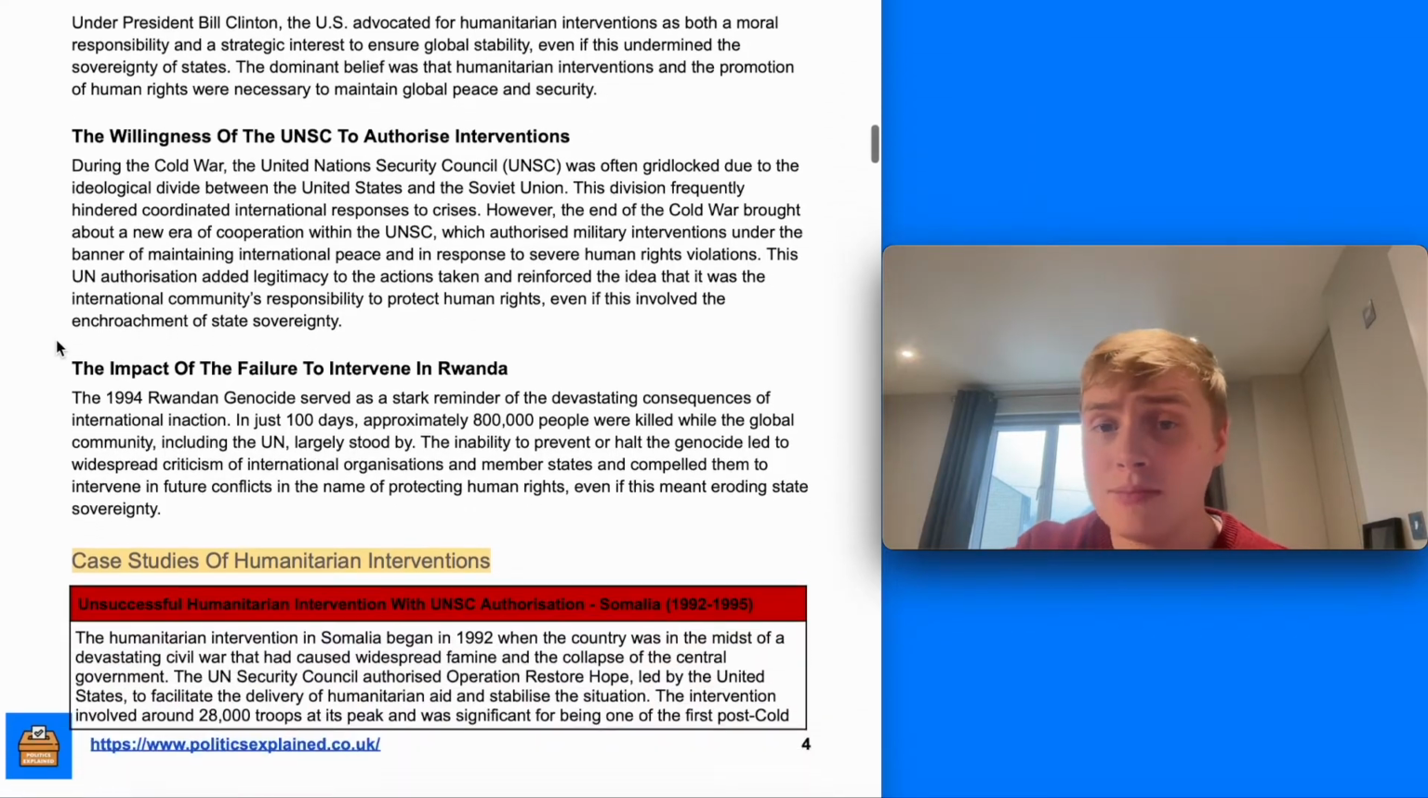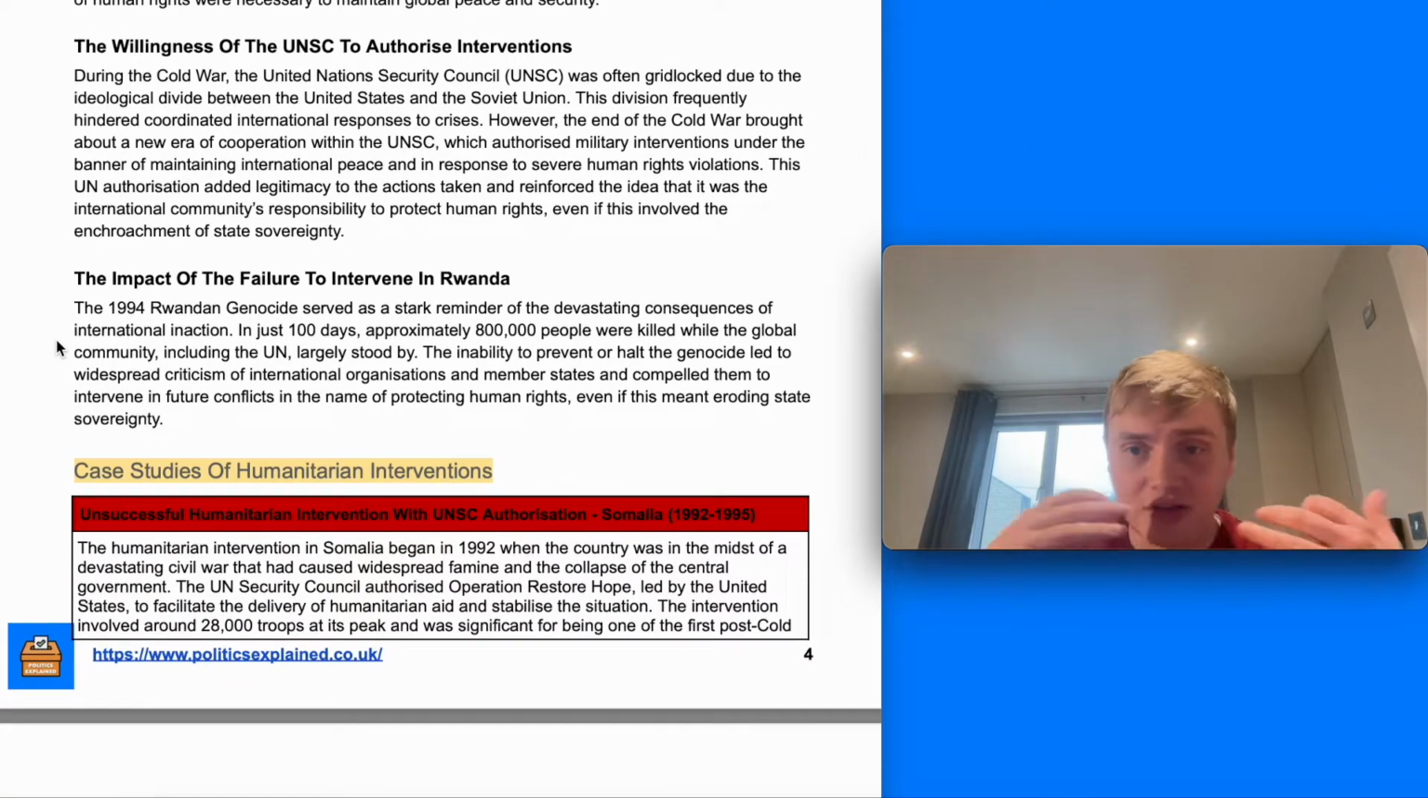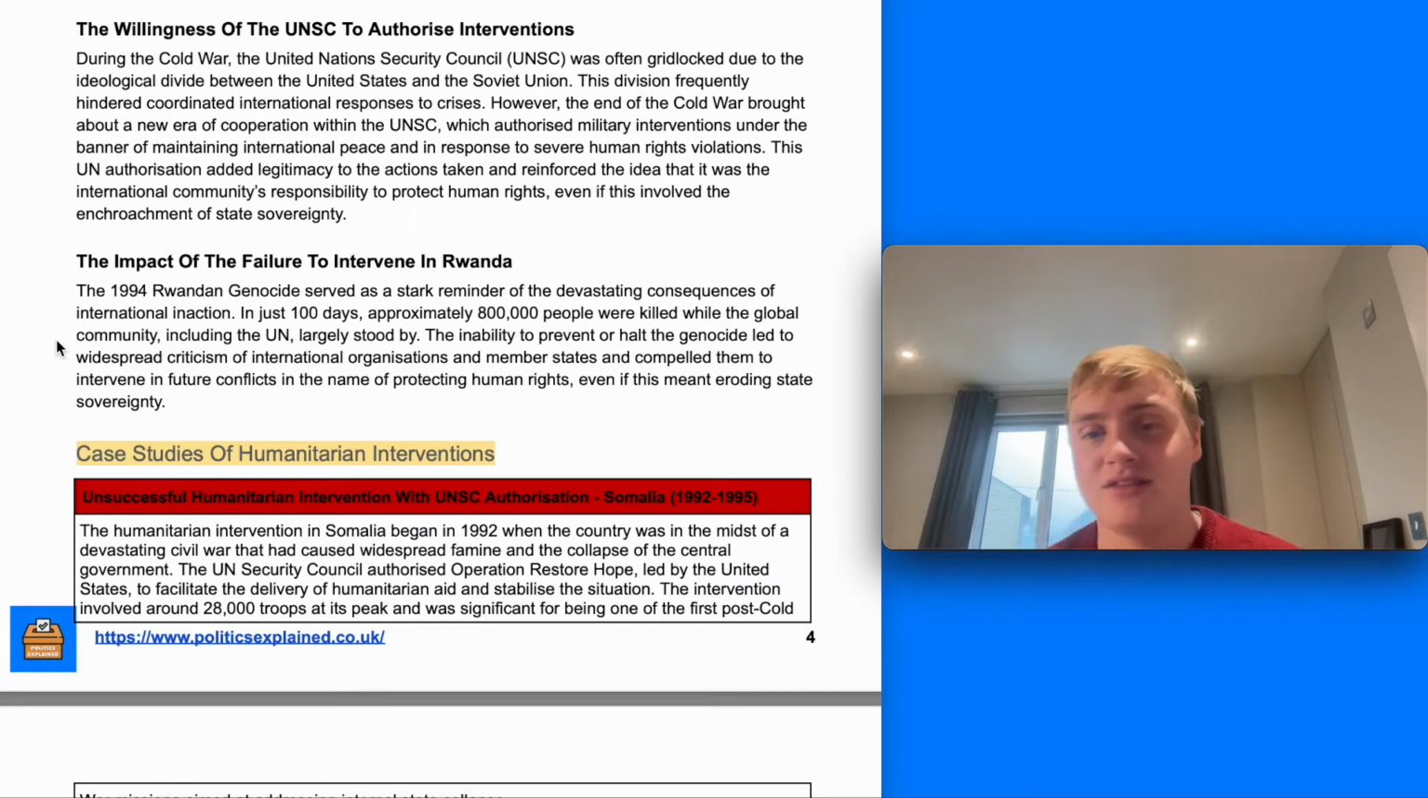Crucially, at the time, because of this unipolarity and the dominance of US ideas and values, and the inability or unwillingness of other states to question that, the UN Security Council authorised a lot of these humanitarian interventions. During the Cold War, and actually in the last 15 years, the UN Security Council, as we looked at in the United Nations video, has been very gridlocked.